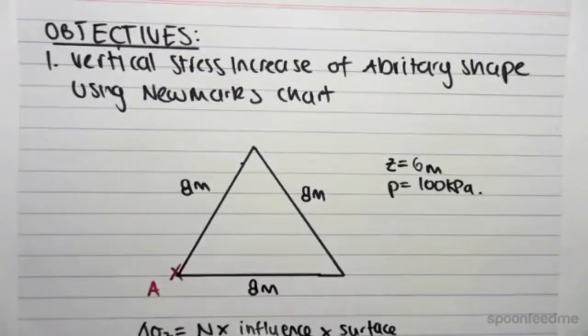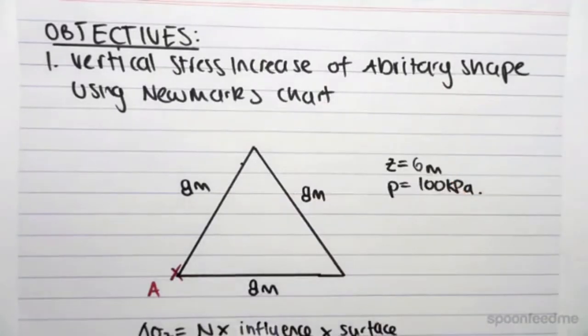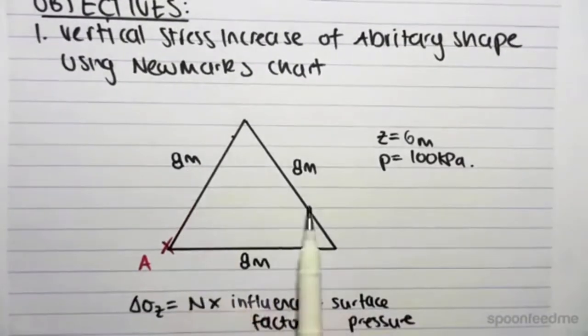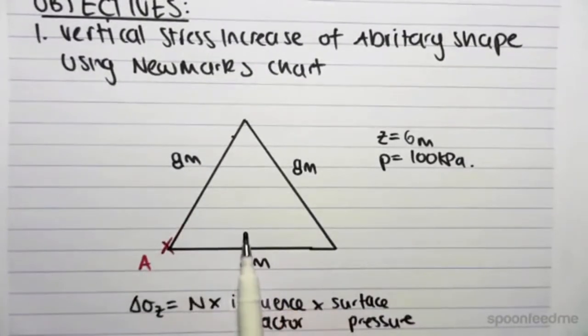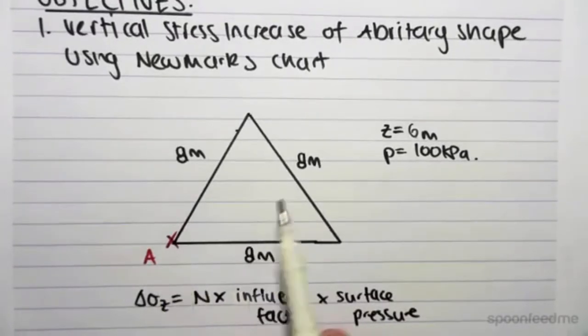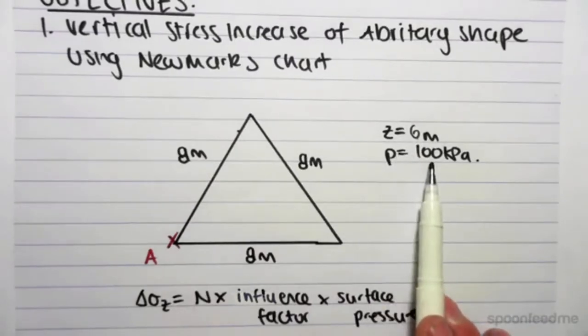Hey guys, the objective of this video is to find the vertical stress increase under an arbitrary shape using Newmark's chart. So we've been given this shape here. It's a triangle. It's an equilateral triangle where all sides are 8 meters. We're concerned about the stress under a point A, which is in the corner here. The depth we're looking at is 6 meters and the pressure applied is 100 kPa.